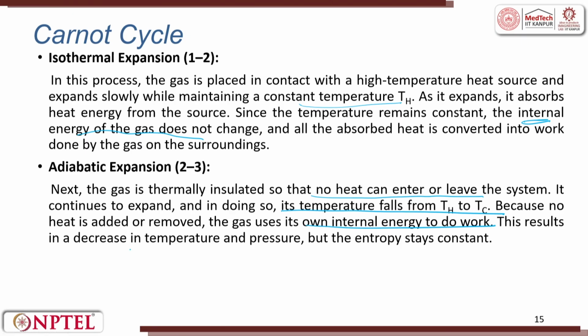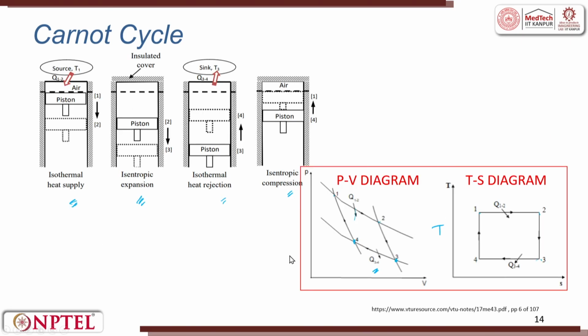This results in a decrease in temperature and pressure, but the entropy stays constant. The 2, 3 is constant, 4, 1 is also constant. The difference is delta S.